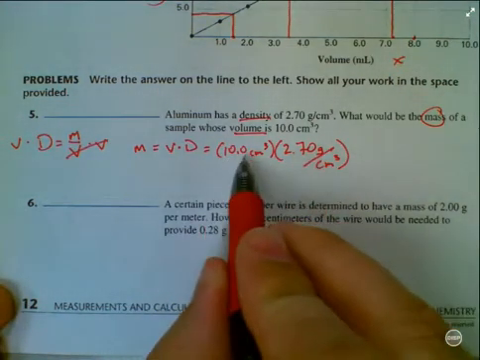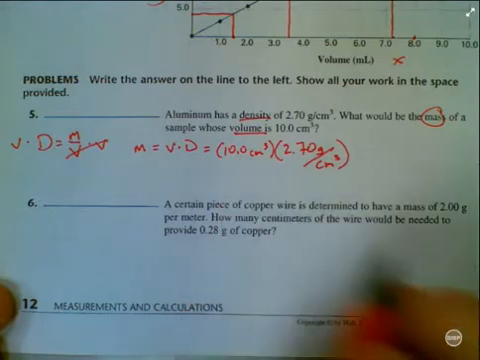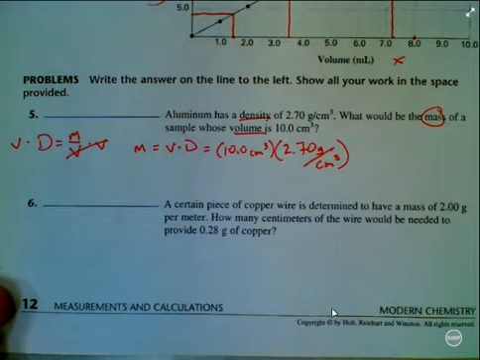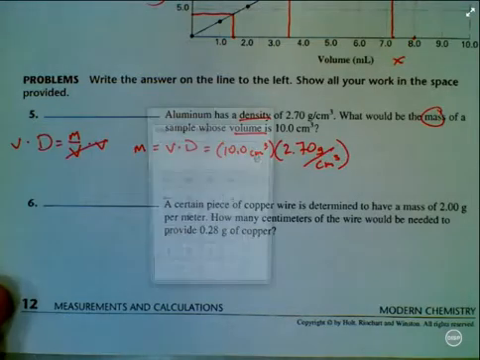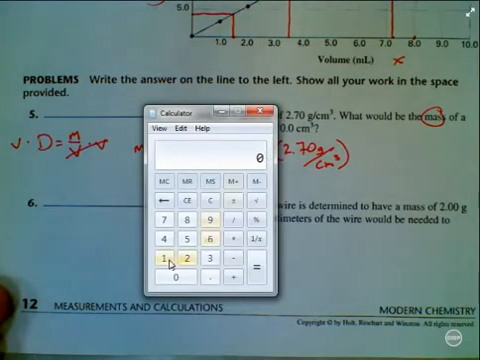Now you can see, I'm sure, that I'm going to end up multiplying 10.0 by 2.70, and that's correct, and that's all well and good, so let's get our calculator. 10.0 multiplied by 2.70, we're going to end up with 27. Let's go ahead and write that down.